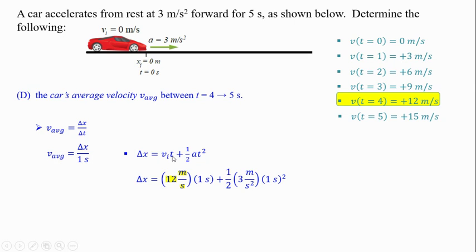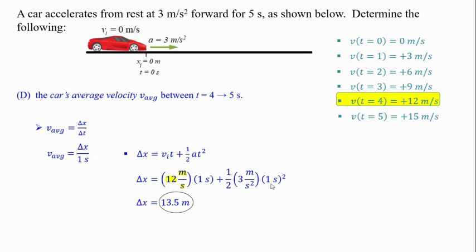The time is 1 because from 4 to 5 is 1 second. A is given in the problem as 3 again. And then here, t to the right side of the function is 1. And then if you do the math carefully, your delta x is going to be 13.5 east.